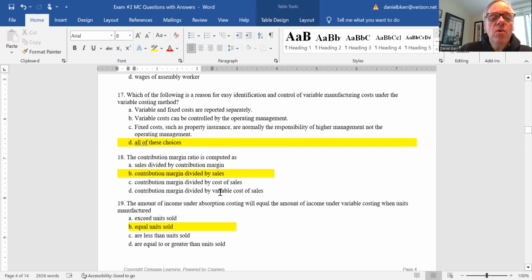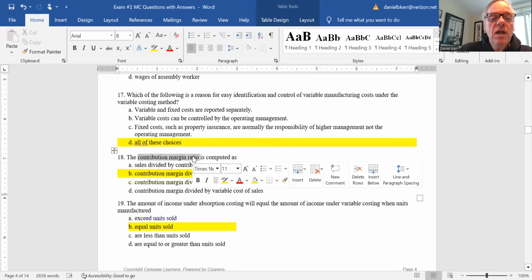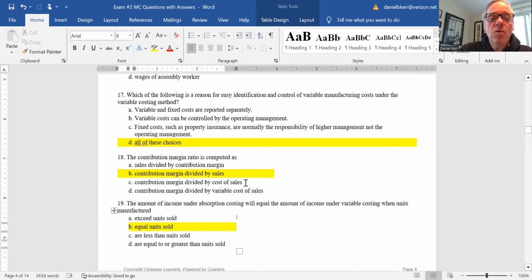18, the contribution margin ratio is computed as contribution margin divided by sales. So the answer there is B as in boy.